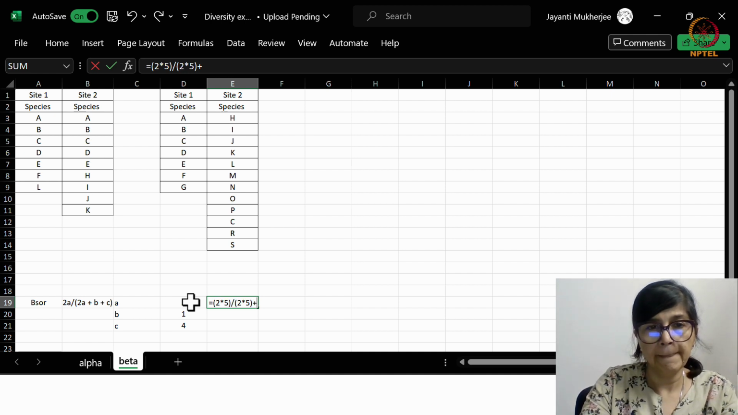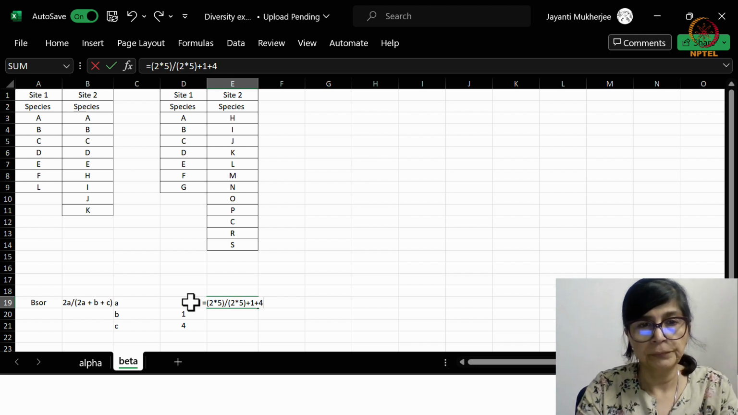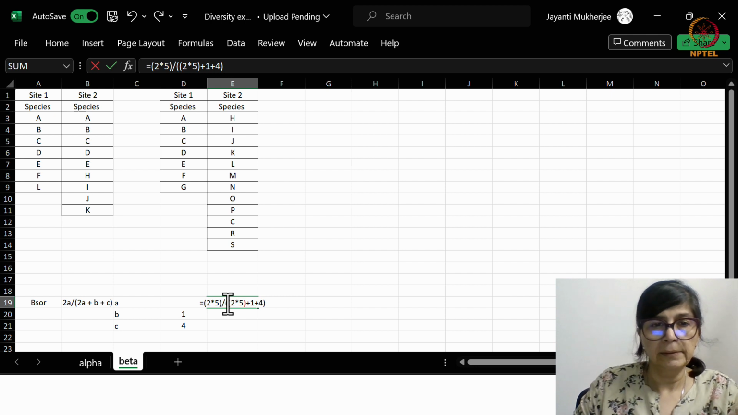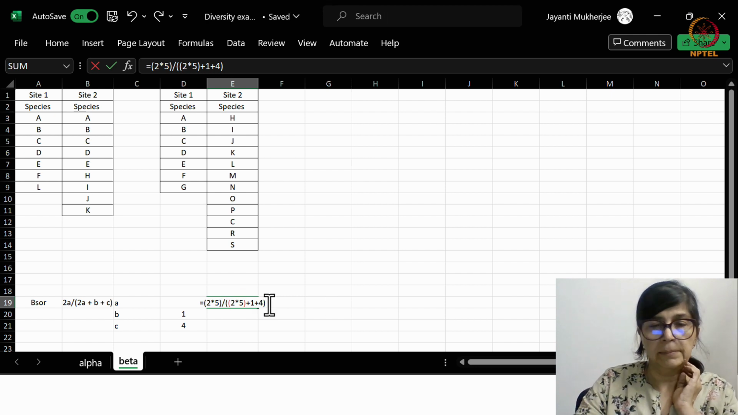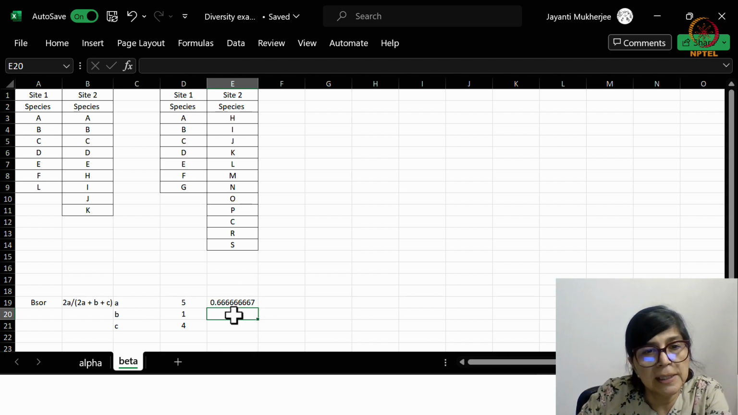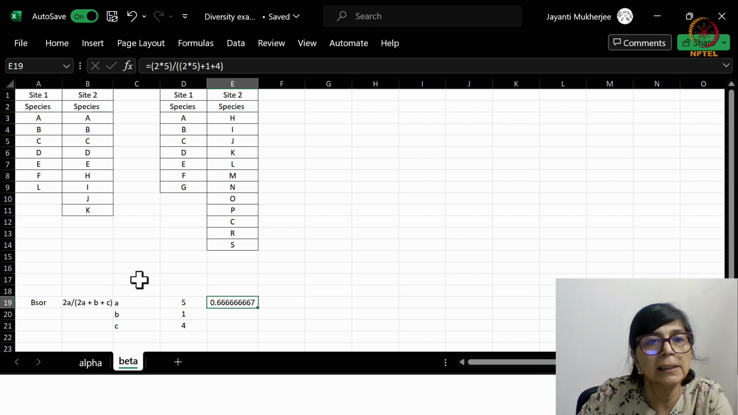plus 1 plus 4. Now you can actually give another bracket here and make it complete. Okay. So the beta Sorensen similarity is 0.666, which is approximately 67%. And it is very clear from this site also that similarity in these sites is quite high.